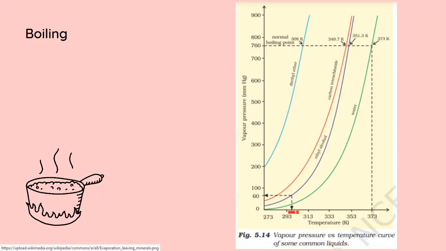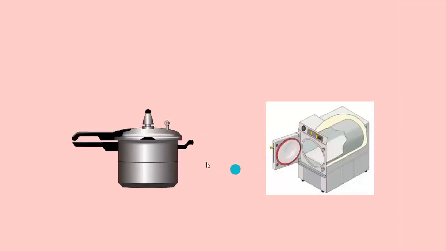One more thing, the atmospheric pressure also affects the boiling process. For example, if you go to a higher altitude, like a hill station, water will boil at a much lower temperature than at sea level. That is why we use things like pressure cookers in such places, to make sure the food is cooked properly, especially because the water tends to boil at a lower temperature.